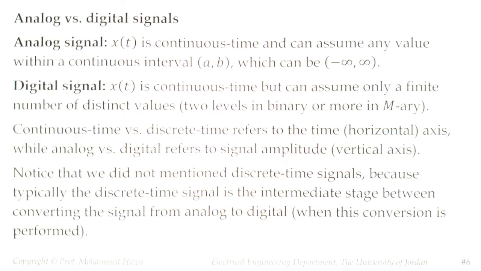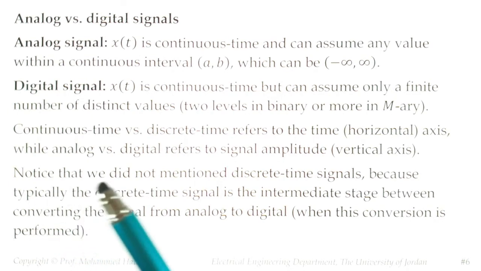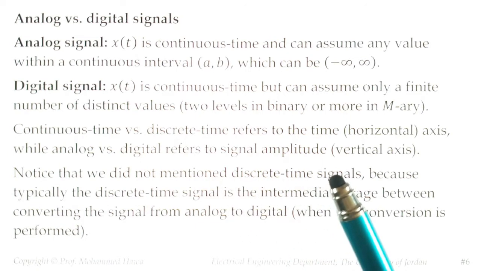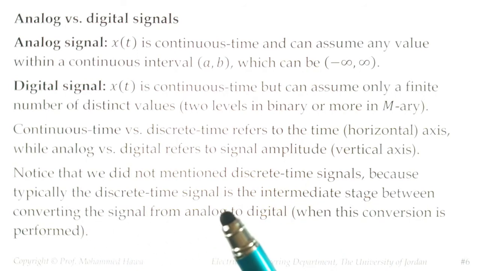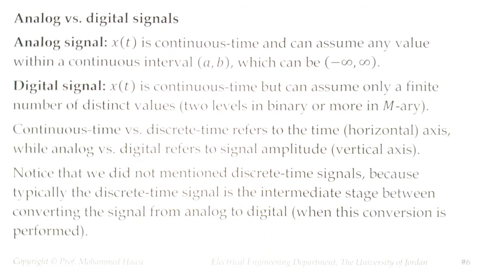Then that's analog. Please notice that I did not mention discrete time signals, because typically the discrete time signal is the intermediate stage between converting the signal from analog to digital. If we want to convert analog to digital, the first thing we do is sampling, where we convert the continuous time signal into a discrete time signal. But I'll keep sampling, which is an important topic, for a later lecture.